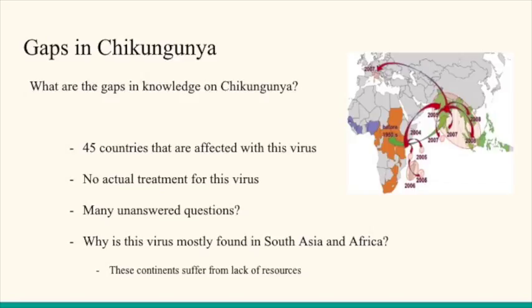There's no actual treatment for this virus. They recommend that people who have been infected take antibiotics, but in certain cases, the antibiotics do not work. The reason behind so many unanswered questions is that many countries lack knowledge about this virus. Is chikungunya mostly found in South Asia and Africa? The reason this virus is mostly found in these areas is that these countries lack knowledge, and also they don't have the resources to fight against this virus, and most of these people don't even know they have been infected by chikungunya.